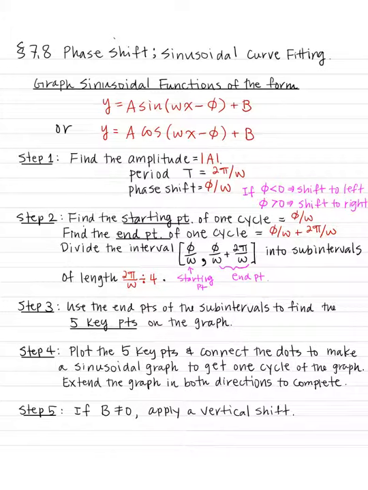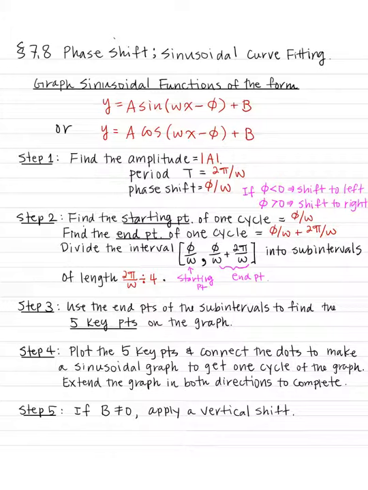So basically in this section, we're asked to graph functions of the form y equals a sine or cosine of omega x minus phi plus b. I will show you how the textbook does it first, so that way you won't be all confused, and I will show you how I would do it next. But anyway, let's just follow what the textbook does.